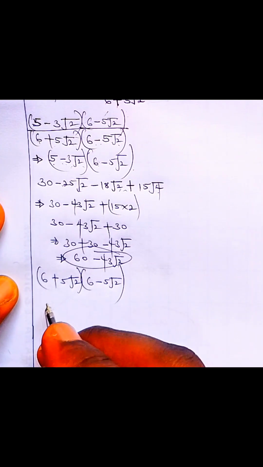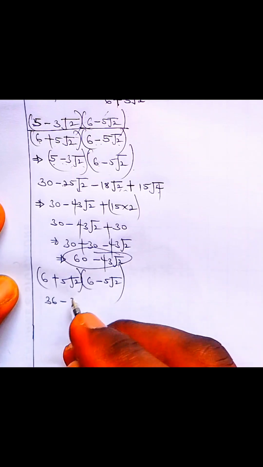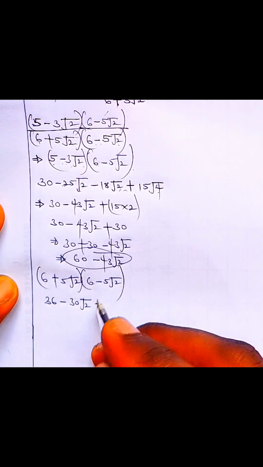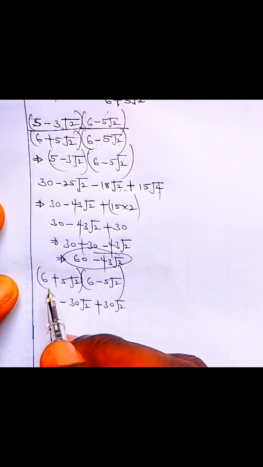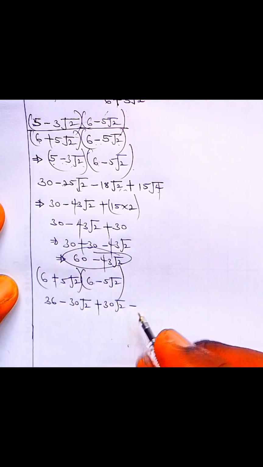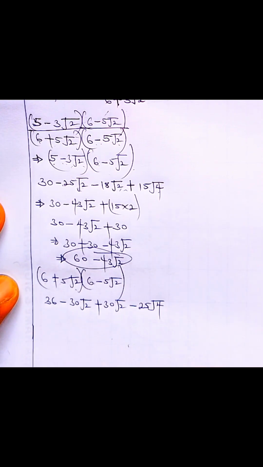So 6 times 6 is 36. Then 6 times this is minus 30 root 2. Then plus 5 root 2 times 6 is plus 30 root 2. Plus 5 root 2 times minus 5 root 2. Plus times minus is minus. 5 times 5 is 25. Root 2 times root 2 is root 4. So what do we have there?